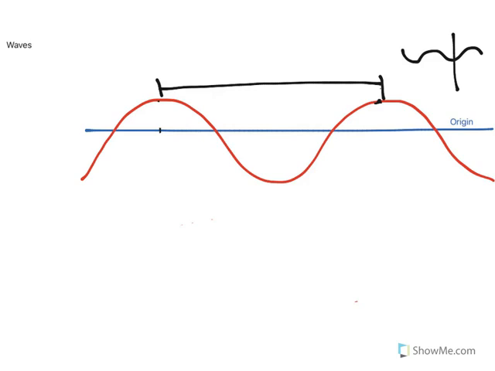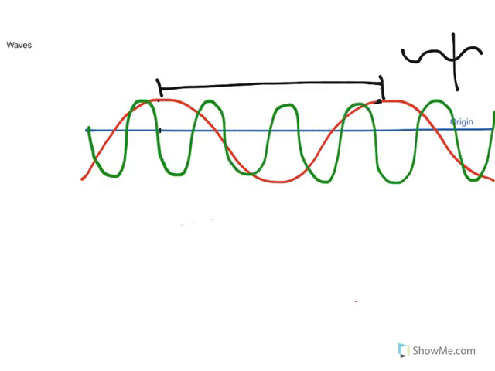So the general idea is that the longer the wavelength, the lower the frequency. But you can also have waves with short wavelengths. For example, if we take a look at the green wave, the wavelength is significantly shorter. But since the wavelength is significantly shorter, more can pass a given position in the same amount of time. So a shorter wavelength equates to a higher frequency.